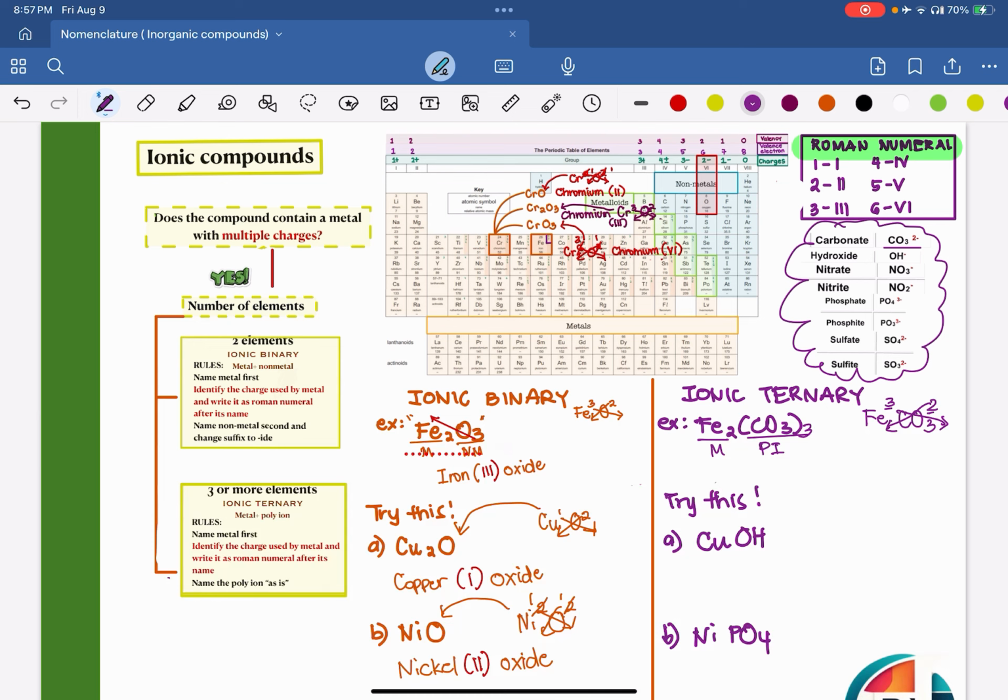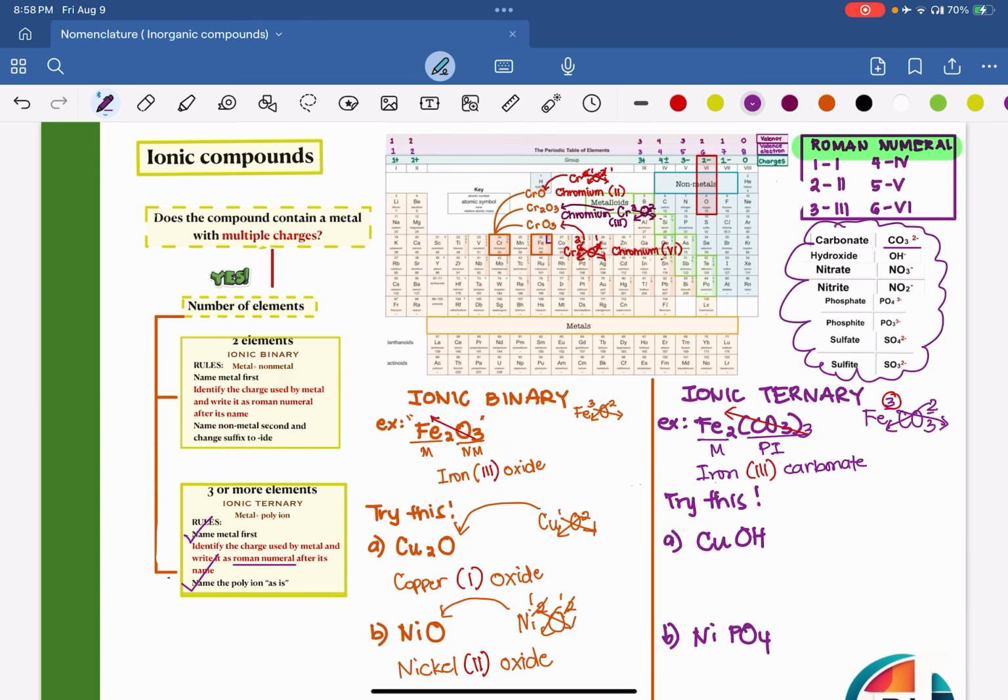So let's go over the rules for naming ionic ternary again. You just need to name the metal first, identify the charge used by using a Roman numeral, and lastly, use the name of the polyion. So we have here iron, utilizing 3 as its charge, and the name of your polyion, which is carbonate.